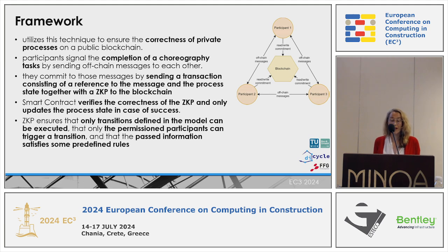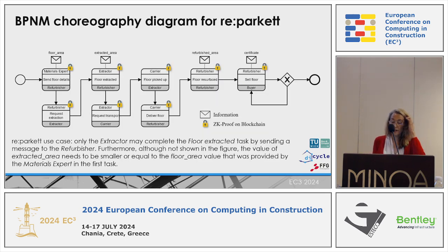So the framework utilizes this, or rather it ensures the correctness of private processes on the blockchain. It allows sending a transaction consisting of a reference to the message and the process state, together with the zero-knowledge proof, on the blockchain. The smart contract verifies the correctness of the zero-knowledge proof and only updates the process state in case of success. Which means you have transactions which are executed and actually have some kind of privacy in that sense. What does it mean in our project?